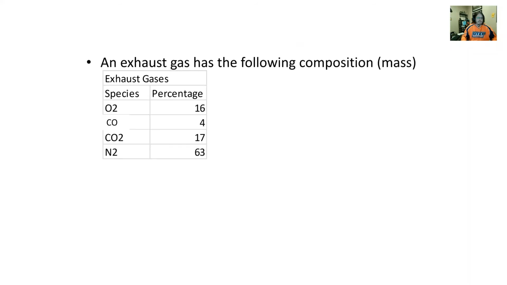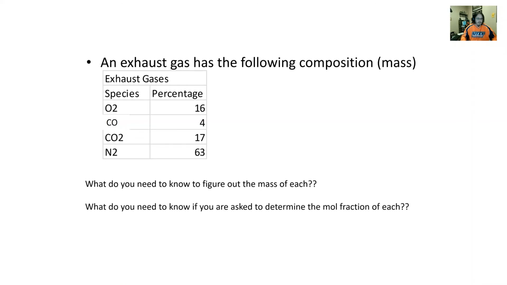So if we look at this exhaust gas, it has the following composition by mass. It's 16% O2, 4% CO, 17% CO2, and 63% N2. And this probably occurred by the combustion of natural gas, actually, and we'll see that in more detail later. So what would you need to know to figure out the mass of each? Well, you'd probably have to figure out a basis, or be given something that gives you the initial input of the material. So what would you need to know if you're asked to determine the mole fraction of each?